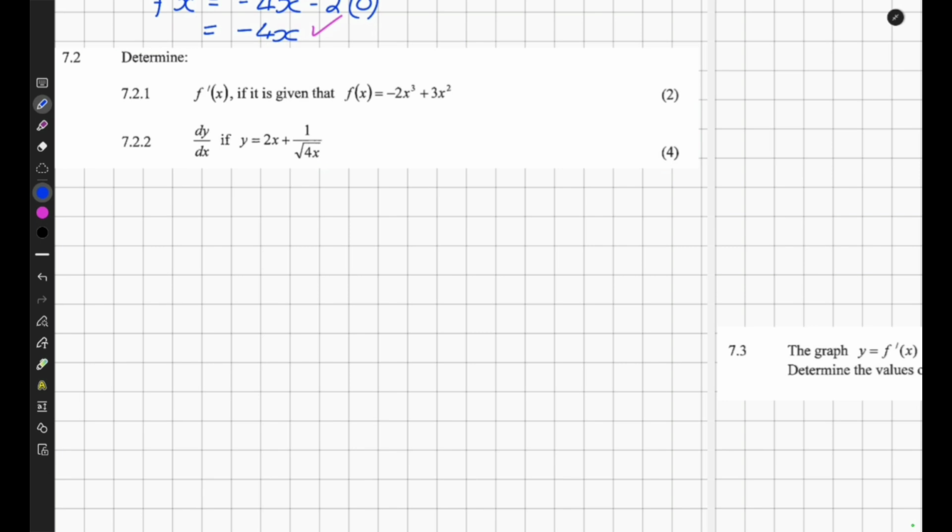So the first question: determine the derivative if it is given that f(x) is equal to minus 2x cubed plus 3x squared. So that is one of the easiest ones that you will find in a paper. There's nothing wrong with that one. There's no brackets, no roots, no fractions. So I can just straight away start with the answer.